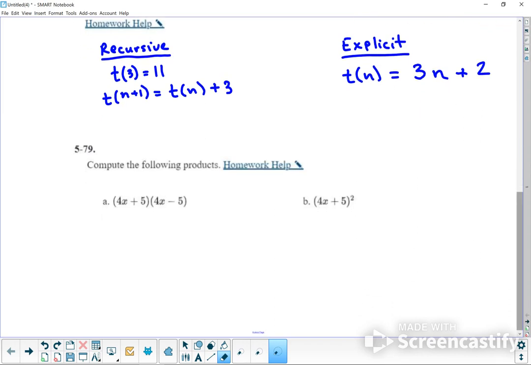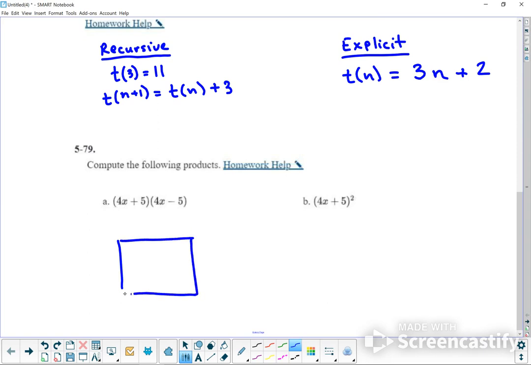Okay, the bottom and last one, compute the following products. So this was just back to the previous chapter, just to get us a little practice with what we had done before. So this is a 4x plus 5. I'm going to go ahead and write it like this as an area model. And just for those of you going into Math 2, you will need to be very good with area models. So let's go practice. So 4x plus 5 and 4x minus 5.